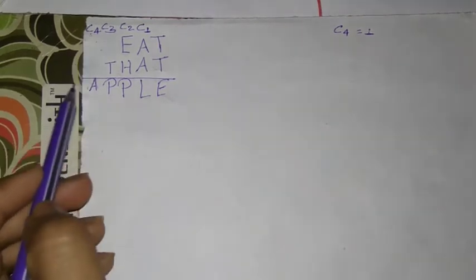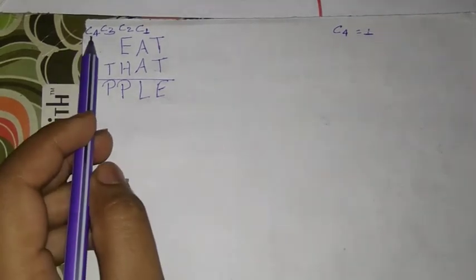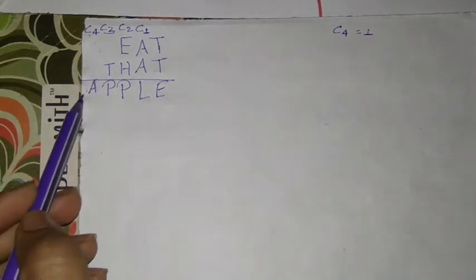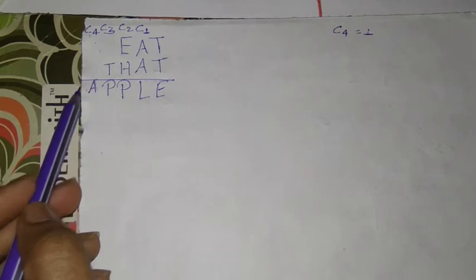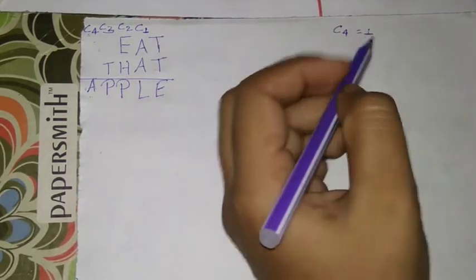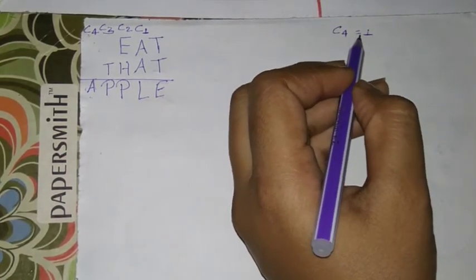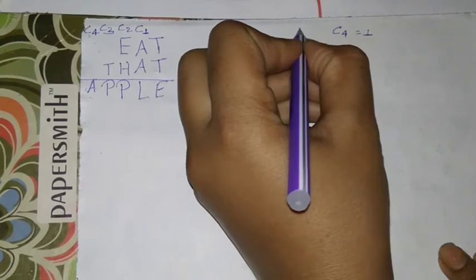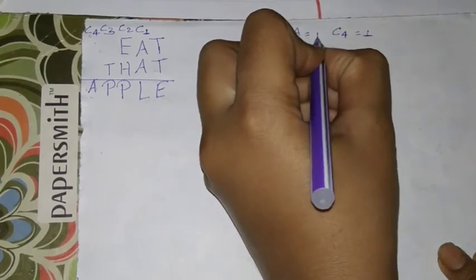Here the value of A we got because of this carry C4. Because of carry C4 we got the value of A, and we know that the possible value of a carry is 0 or 1, but the leftmost value will never be 0, so we assume the C4 value is 1. That's why we got the value of A is 1. So here I write the value of C4 equal to 1, so the value of A is equal to 1.